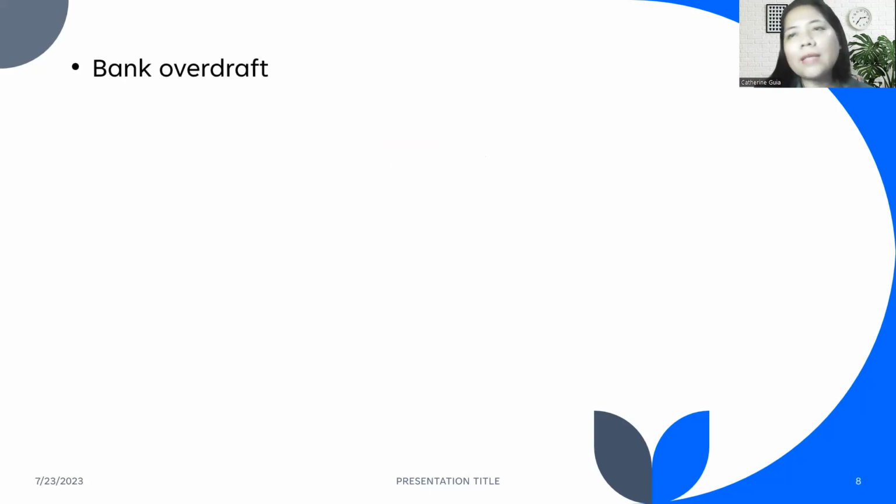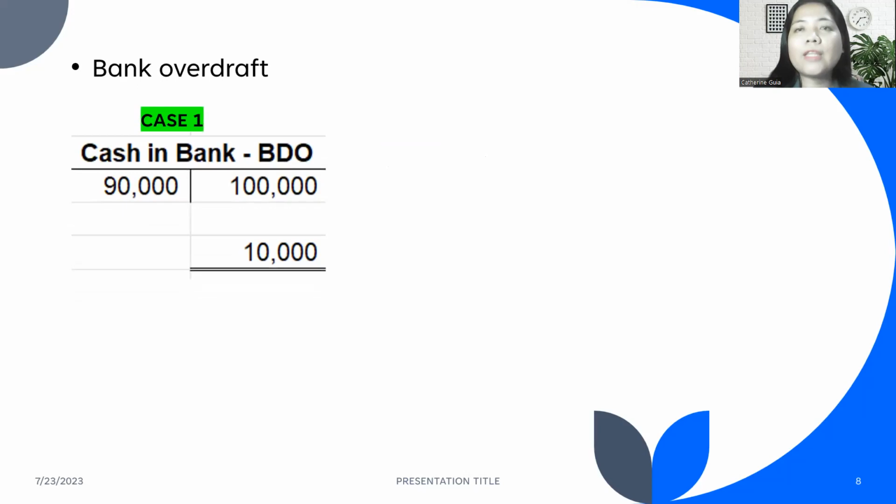Okay. Another topic related to cash in bank is bank overdraft. Let me share with you a case here. Assuming that for case one, you have a deposit at BDO and you open an account, particularly a demand deposit or current account. In your books, you have a debit of 90,000, meaning you have a deposit to BDO amounting to 90,000, and you have also a credit of 100,000, or you have issued checks amounting to 100,000. So the effect is that you have a credit balance of 10,000.